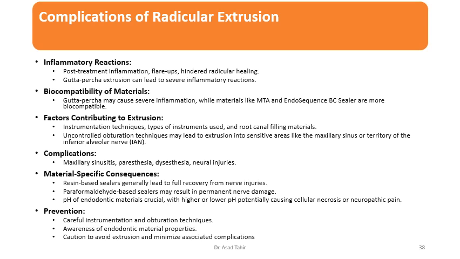Material-specific consequences. Resin-based sealers generally lead to full recovery from nerve injuries. Paraformaldehyde-based sealers result in permanent nerve damage. pH of endodontic materials crucial, with higher or lower pH potentially causing cellular necrosis or neuropathic pain.